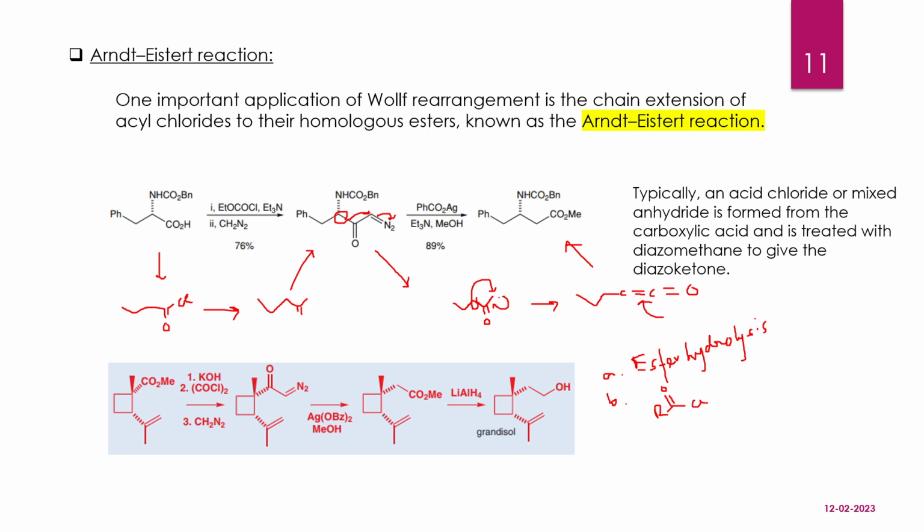The next step, when diazomethane is added, what will we get? We are getting this type of diazocarbonyl compound, after loss of N2. Then when we add this silver salt, we will get the same kind of Arndt-Eistert rearrangement, and it will get shifted, and by addition of methanol, we will get this type of product.